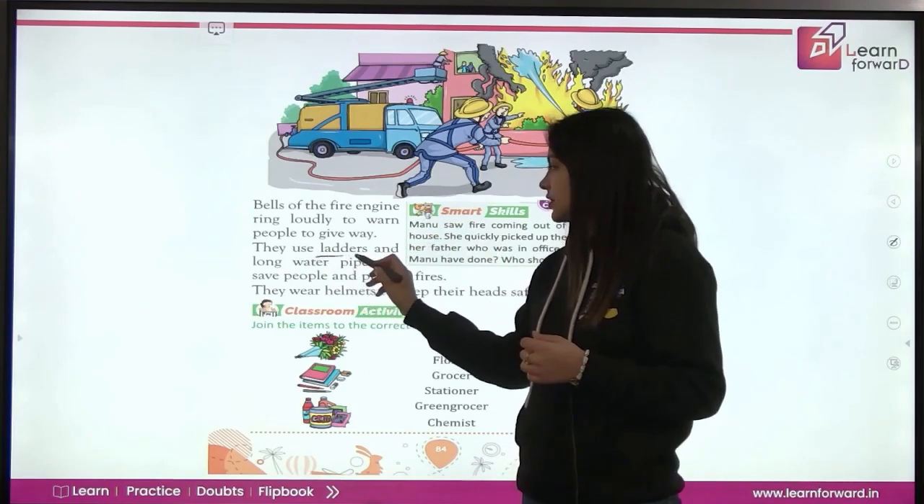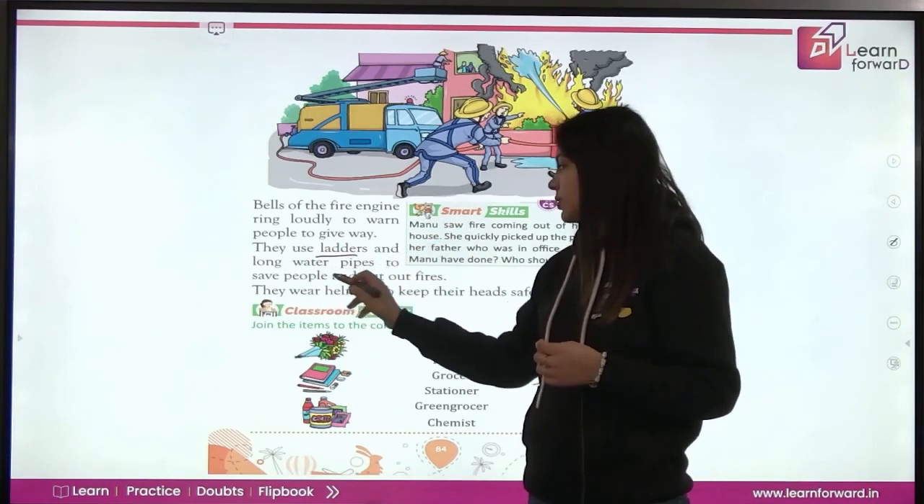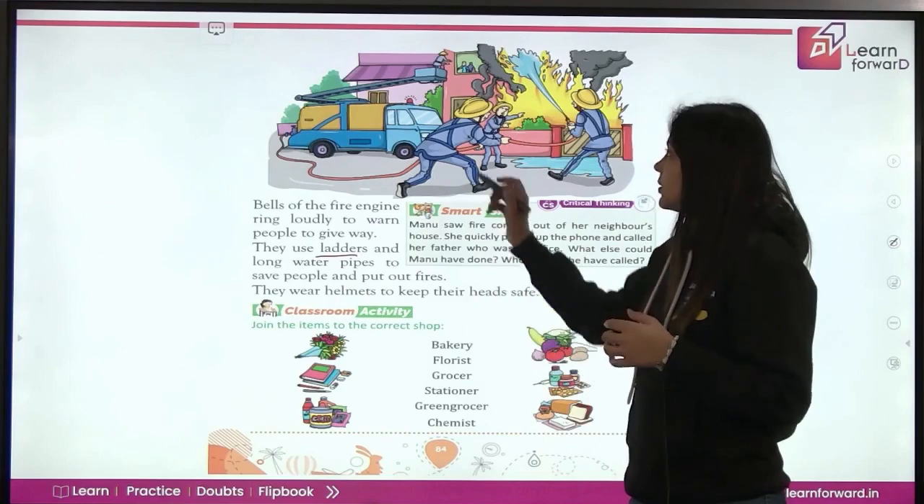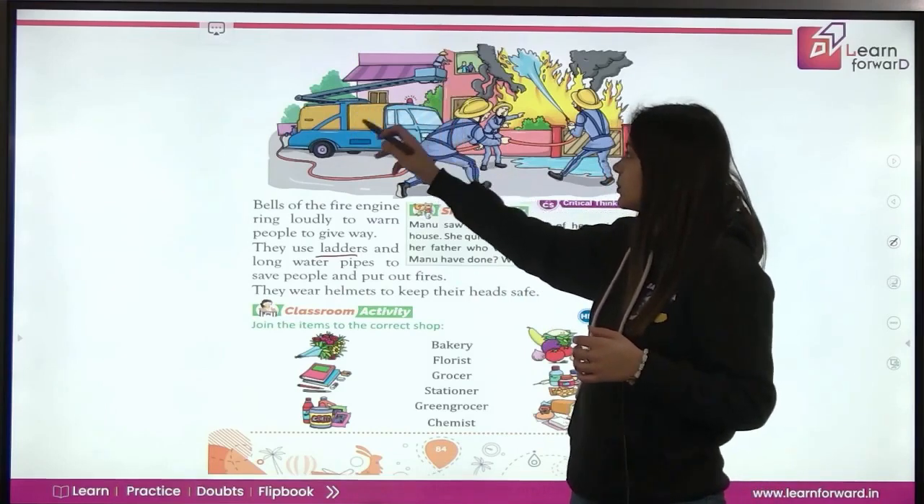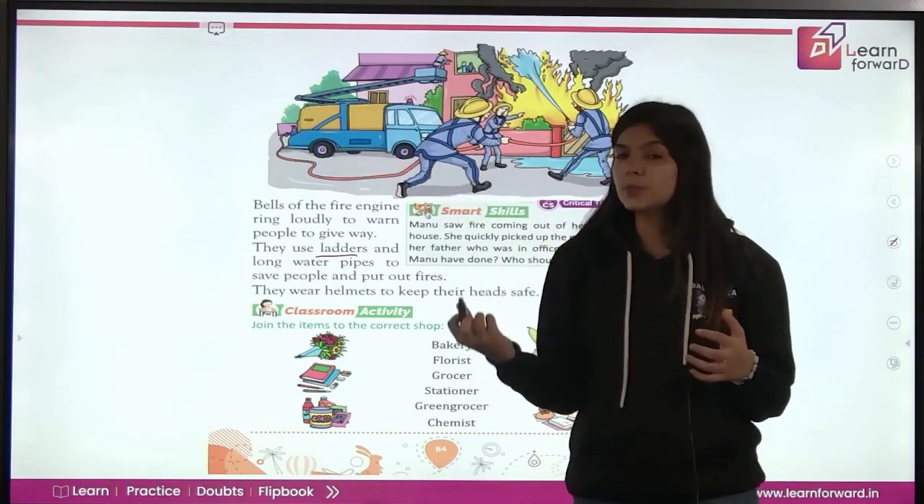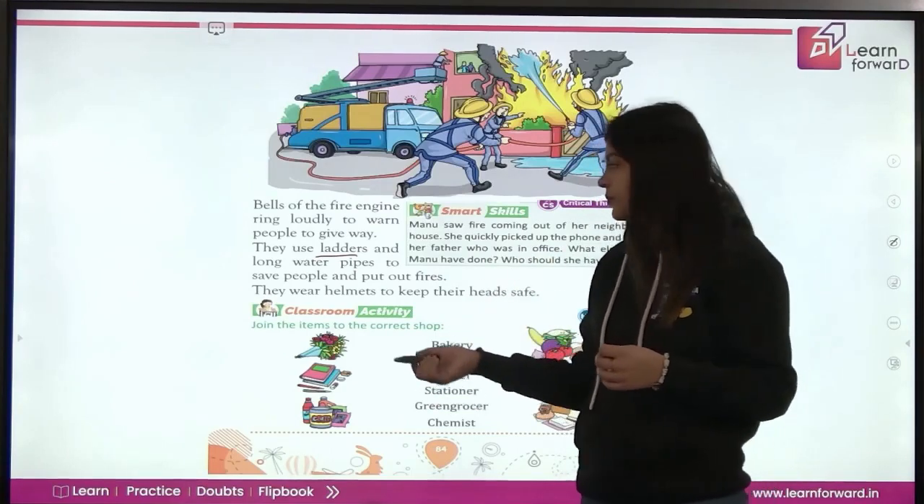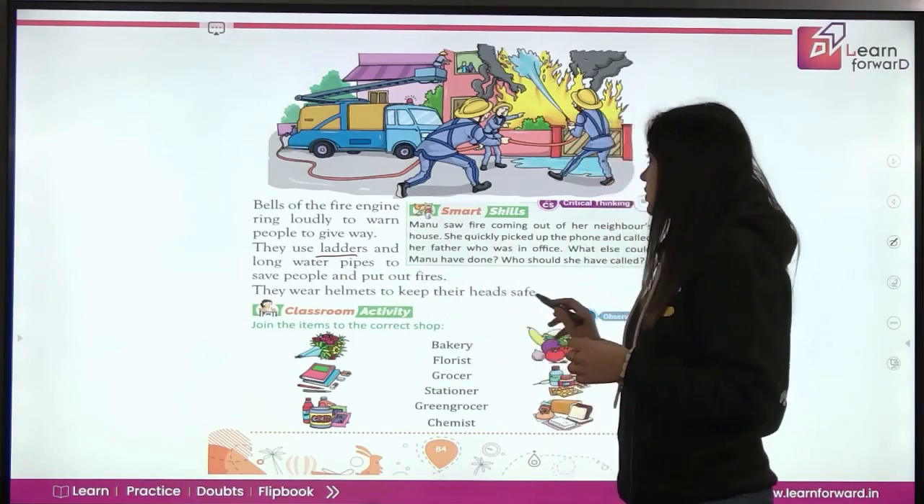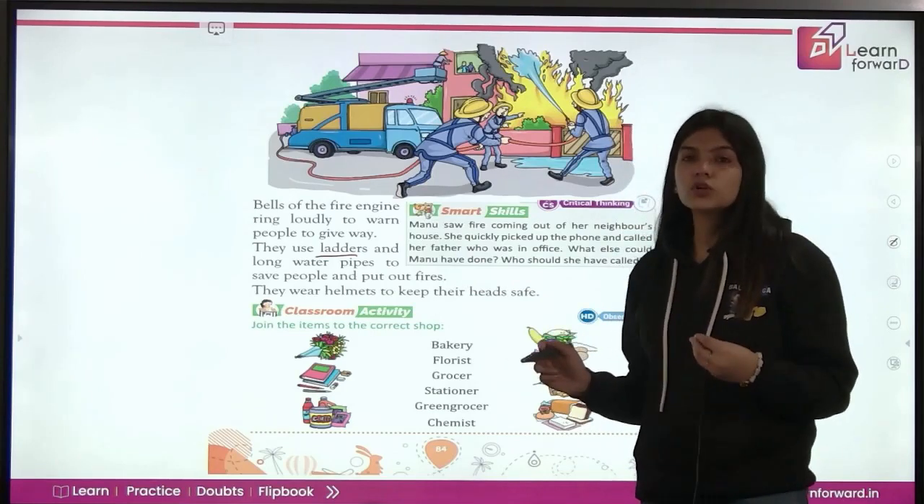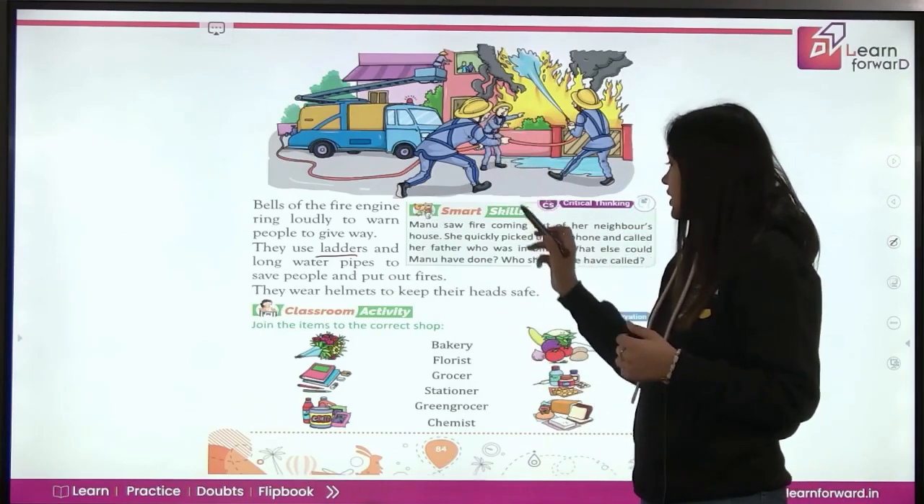They use ladders and long water pipes to save people and put out fire. So using big ladders and big water pipes they help the people and save the life of the people and put out the fire. They wear helmets to keep their heads safe. To keep them safe, what do they wear? They wear helmets on their heads.